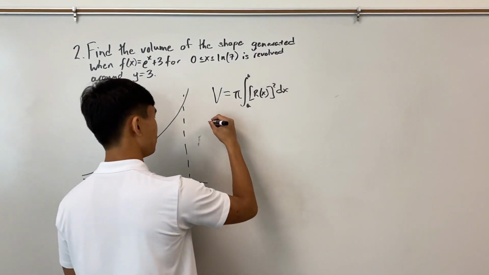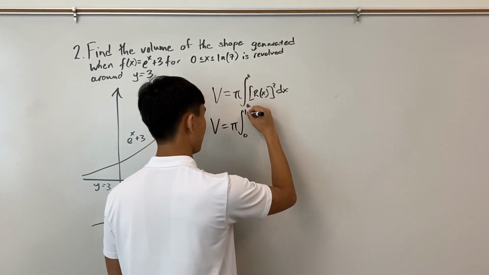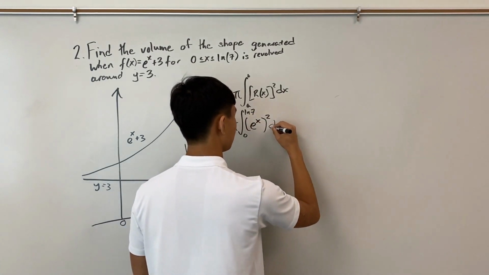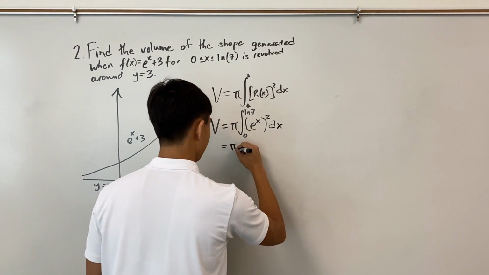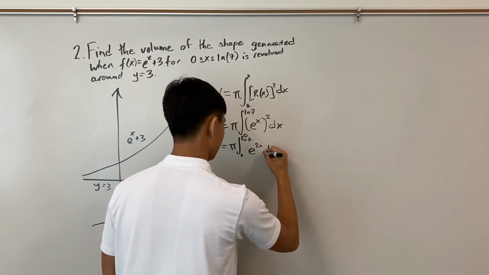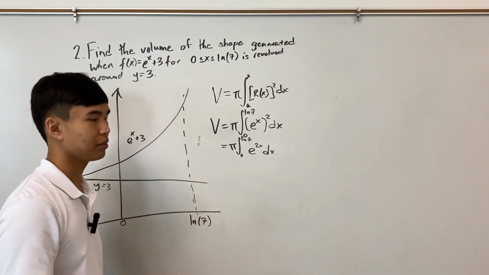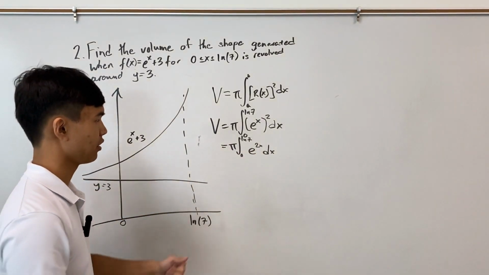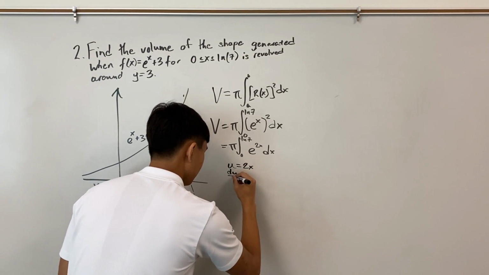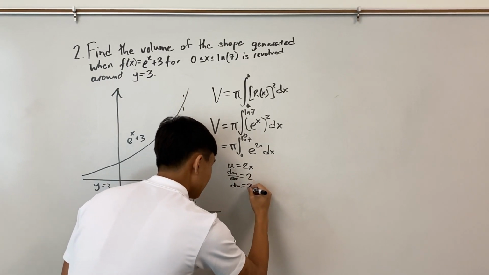Now when we go to fill in our integral, we have volume equals pi times the integral from 0 to ln 7 of (e to the x) squared dx. This is pi times the integral from 0 to ln 7 of e to the 2x dx because of exponent properties. But now we have to make a substitution because we don't know how to integrate this just here. So I'm going to let u equal 2x. So du/dx equals 2. So du equals 2 dx.